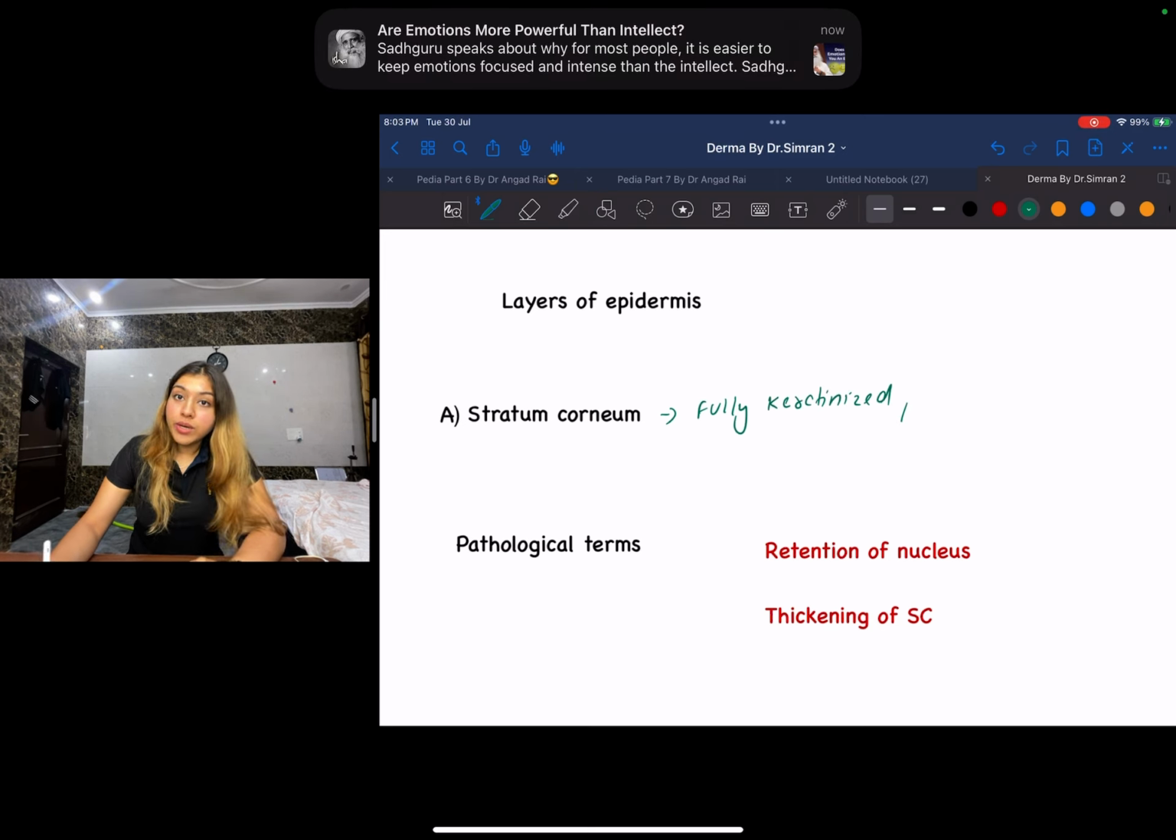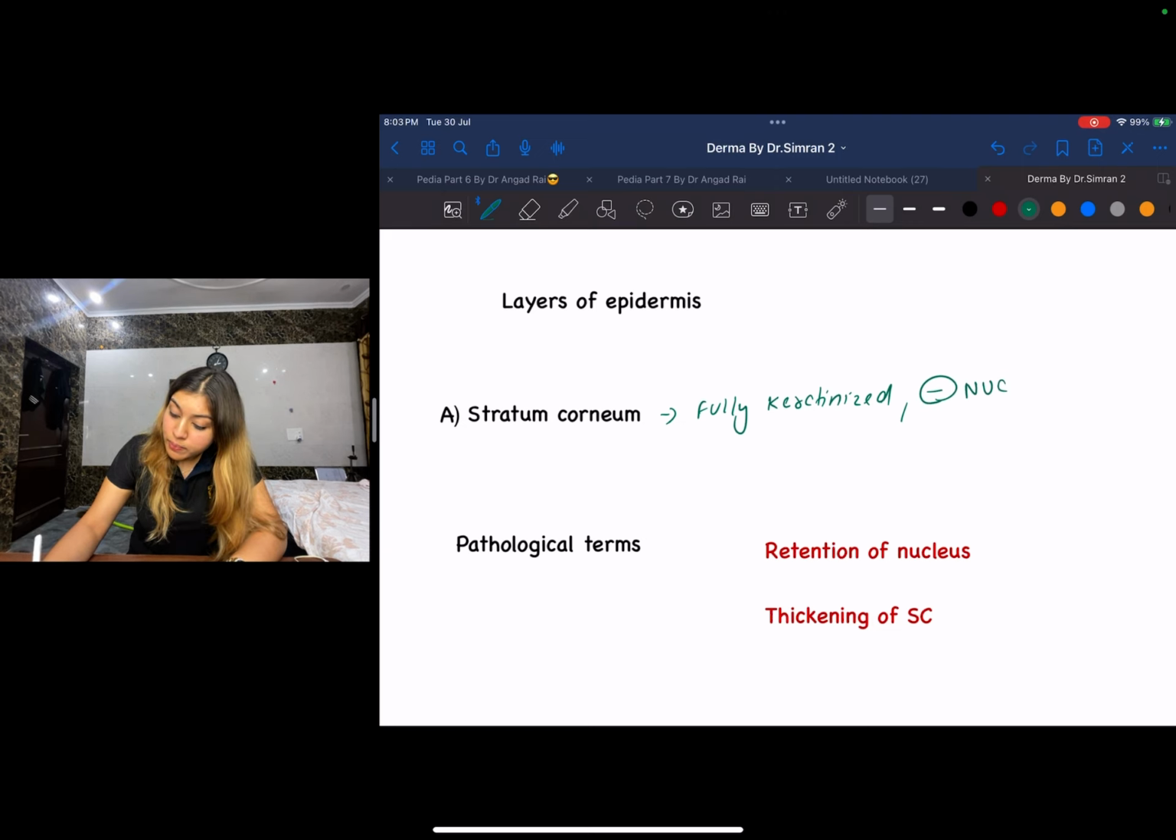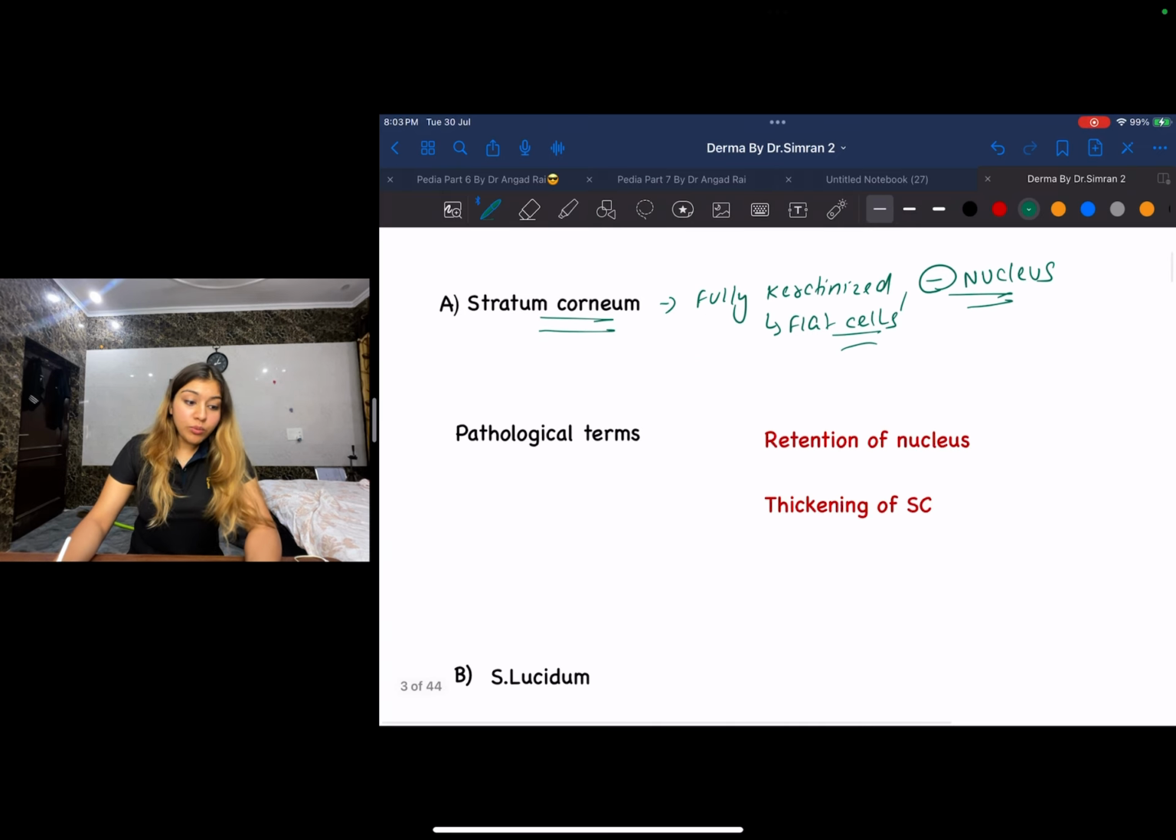Next, what you need to know is that these layers will not have any nucleus. Guys, remember this point. I will tell you later why, but keep in mind that the stratum corneum does not have any nucleus, and it is going to have flat cells. Now let us understand the different pathological terms associated with our first layer, the stratum corneum.